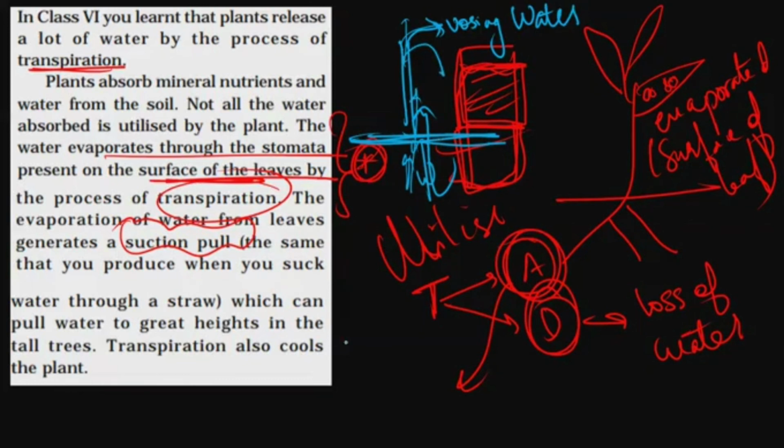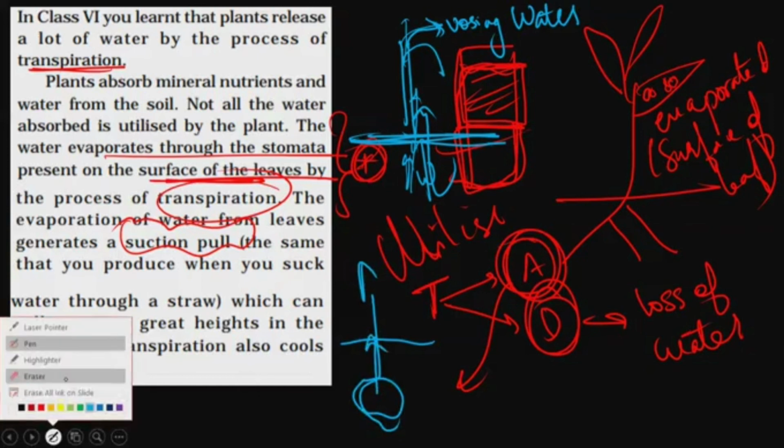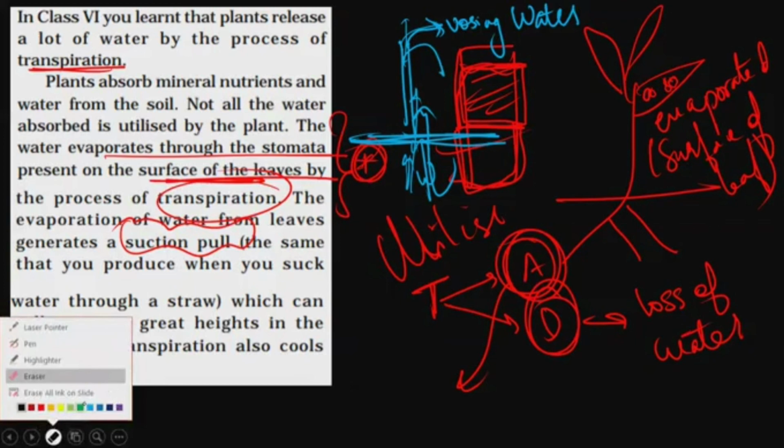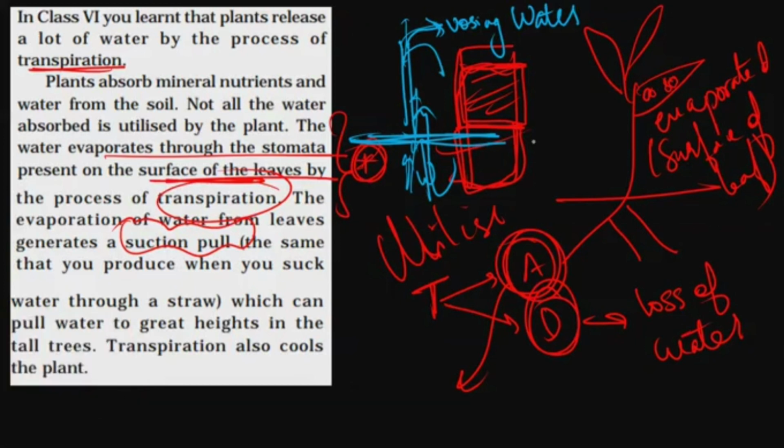It's like I'm pulling a rope from here. If I have a rope and a bag is here, when I pull the rope, the bag comes upward. It's generating a suction pull. You can remember it like that. So this is one merit. I'm getting water for the plant, generating this suction pull.